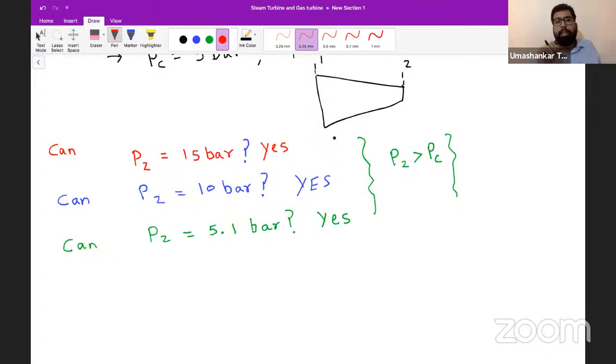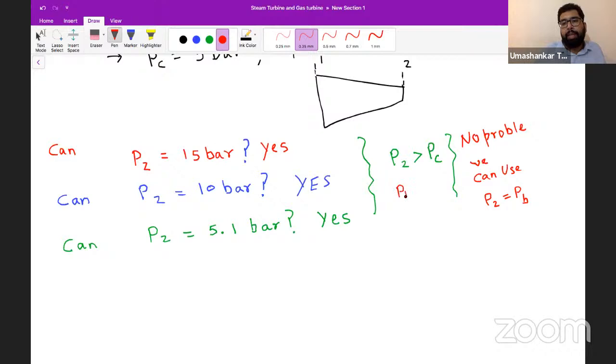Then check if the back pressure is above the critical pressure. If the back pressure is above the critical pressure, then there is no problem at all, and we don't have to use the PC value. We can use P2 or PB, back pressure. What is PB? PB is back pressure.